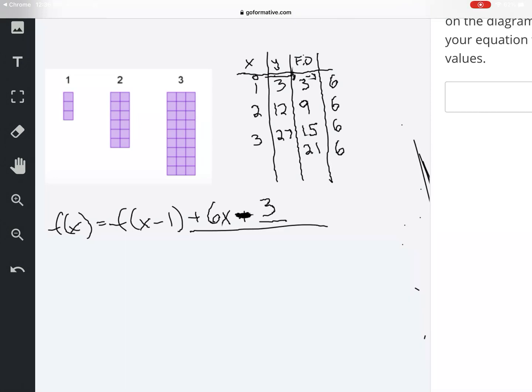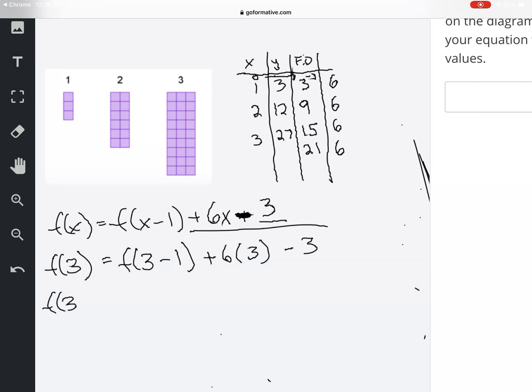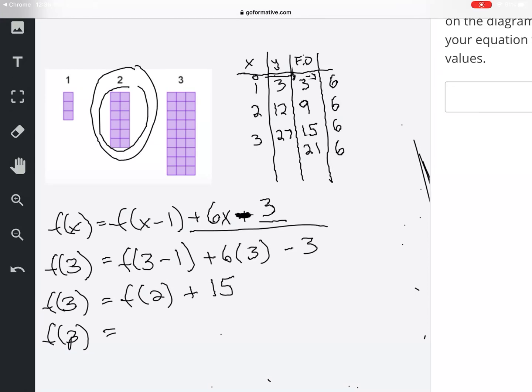And then just to prove that it works, I'm not going to do this every single time, but just because the video can only be so long. If I were to plug in 3 to this equation, I want to be sure that it works, because that's how I check my work, and that's how you show me that you know what you're talking about, okay? So f of 3 is equal to f of 2, because 3 minus 1 is 2, plus, what's 6 times 3 minus 3? That's 15. So f of 3 must equal f of 2. What is f of 2? How many blocks are in f of 2? It's 12. Okay, 12 plus 15. And is it true that f of 3 is 12 plus 15? Were there 27 blocks? There were. And I have now proven it.